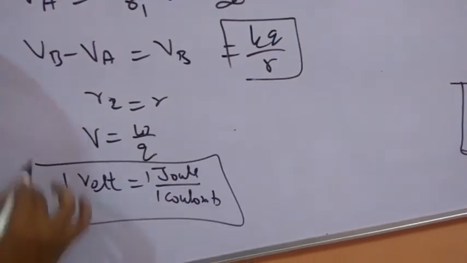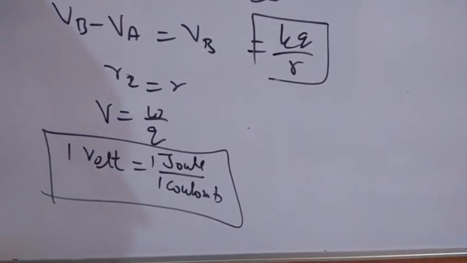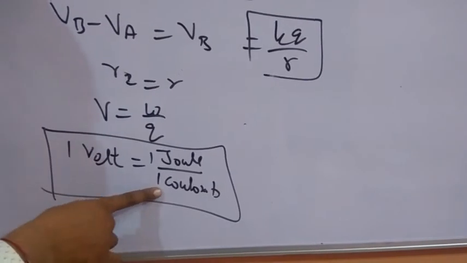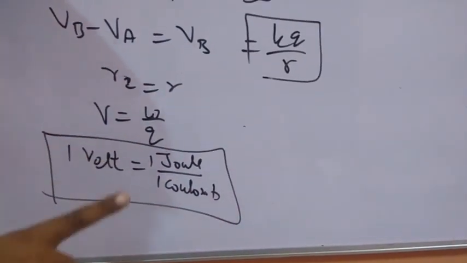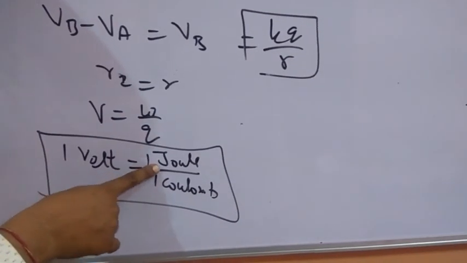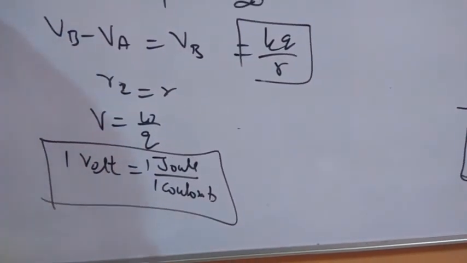That means the potential at any point is said to be 1 volt if we are moving unit charge from infinity to any point in electric field and we have to do work of 1 joule, then potential at this point would be 1 volt. That's it.